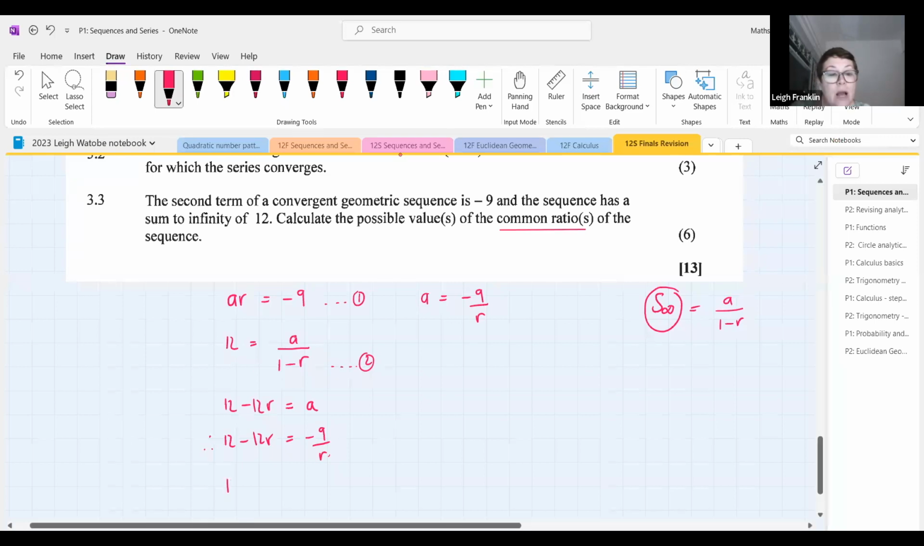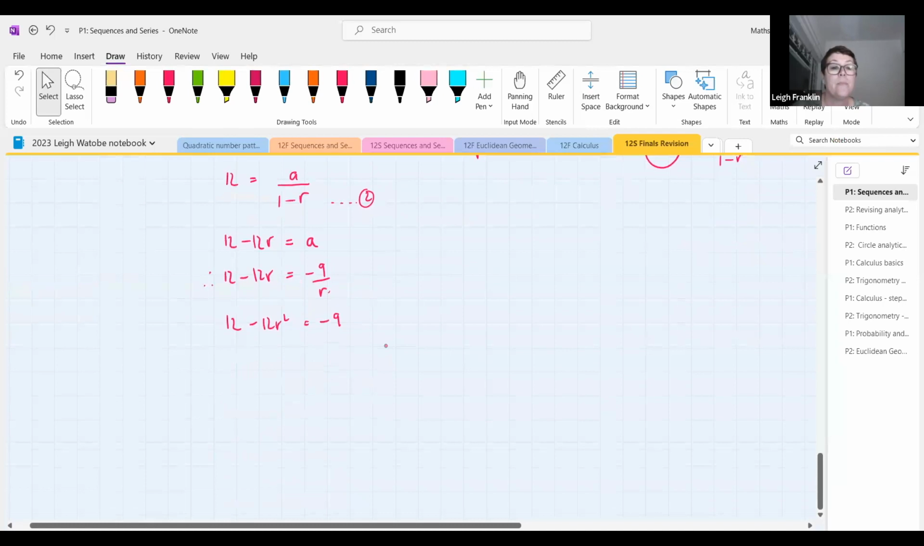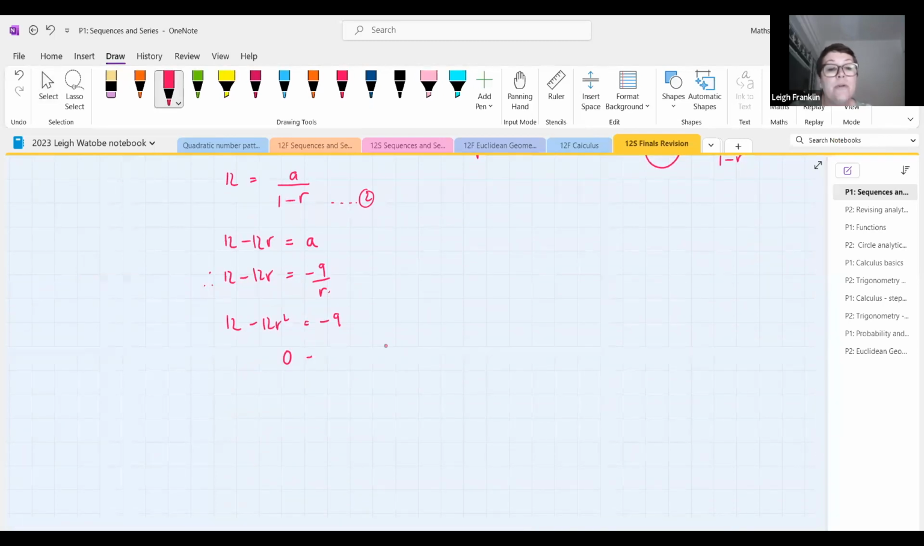So we would end up with 12R minus 12R squared is equal to negative 9. Make it equal to 0, take everything over to the other side. So that gives us positive 12R squared. Sorry, I multiplied through by R. So sorry, that should have an R in it, shouldn't it? So 12R squared minus 12R minus 9.